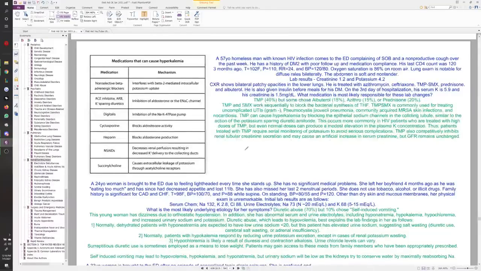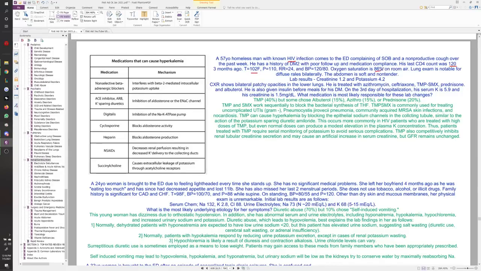So let's look at some of these questions now. We have a 57-year-old homeless man with known HIV who comes to the ED complaining of shortness of breath and non-productive cough over the past week. History of diabetes, poor follow-up, poor medication compliance. CD4 was really low. So he's pretty bad. Today he's infected.